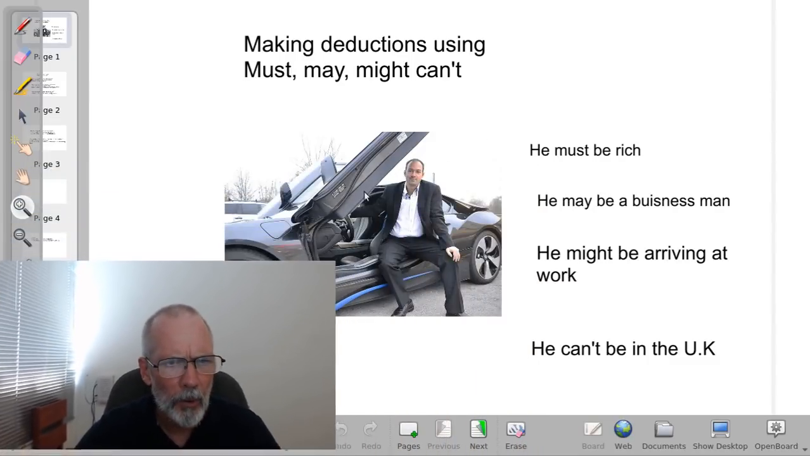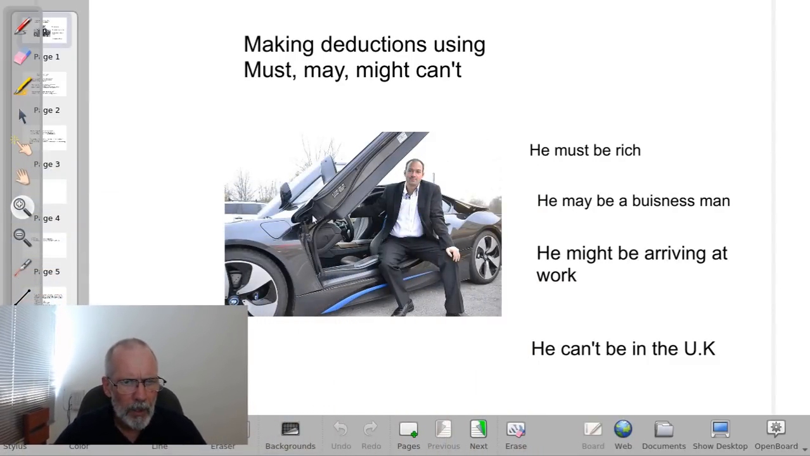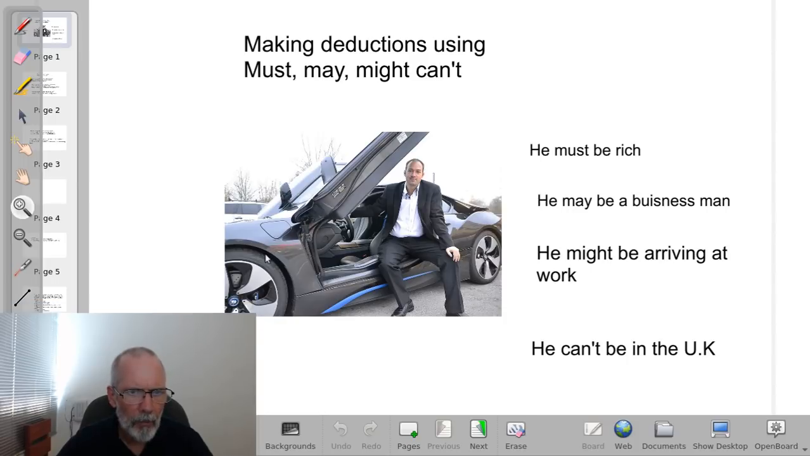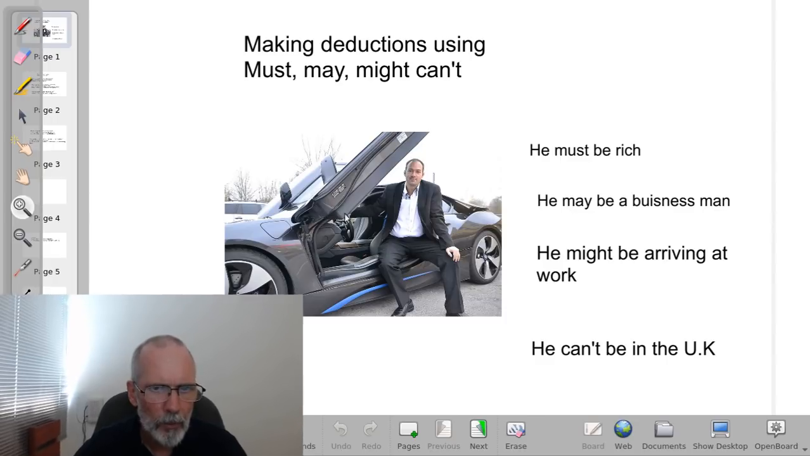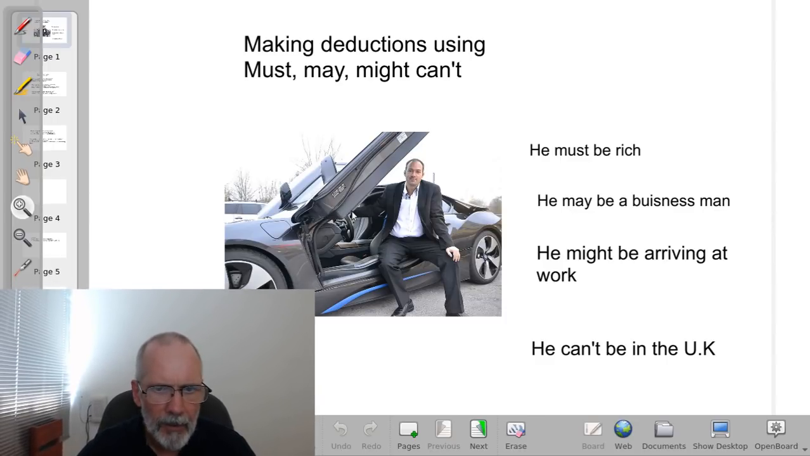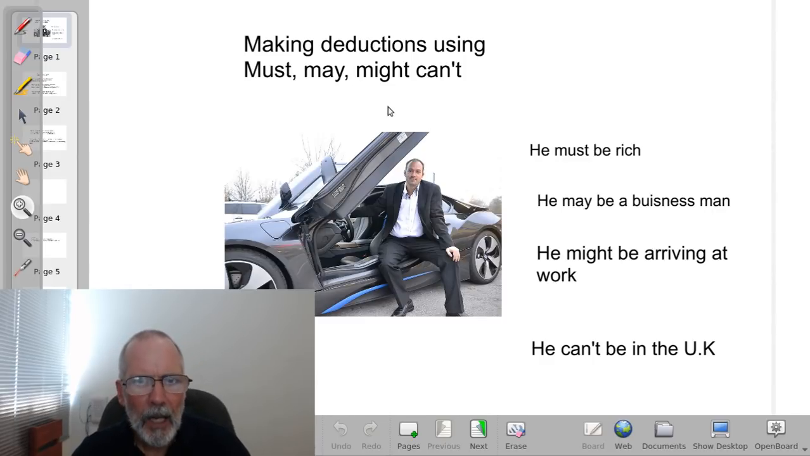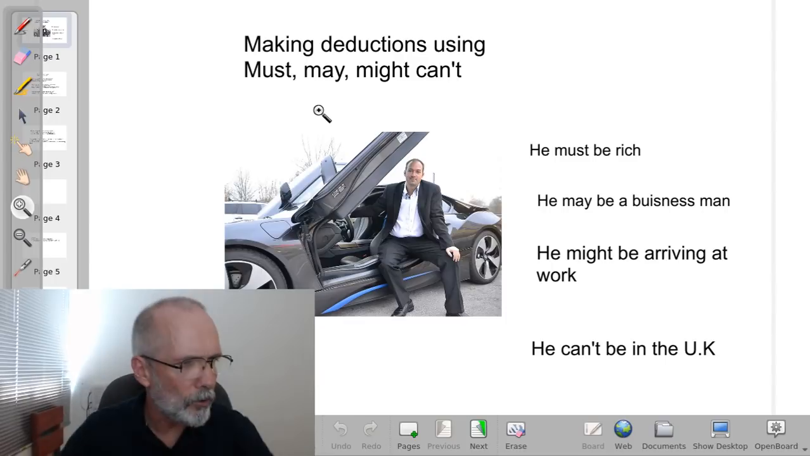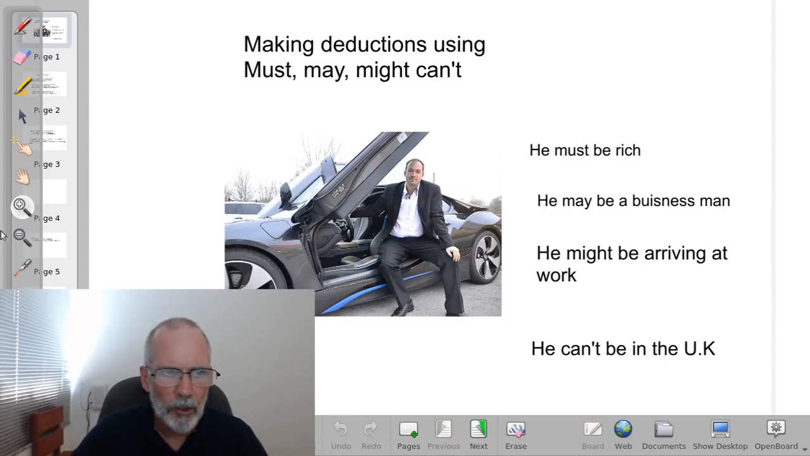So today in this class, we are going to be looking at some more modal verbs. I think the last class was modal verbs 2. Today we're going to look at more modal verbs, and specifically modal verbs for making deductions.